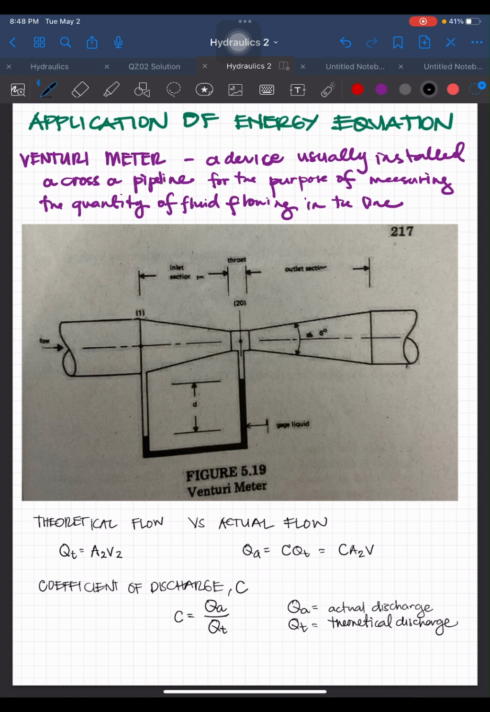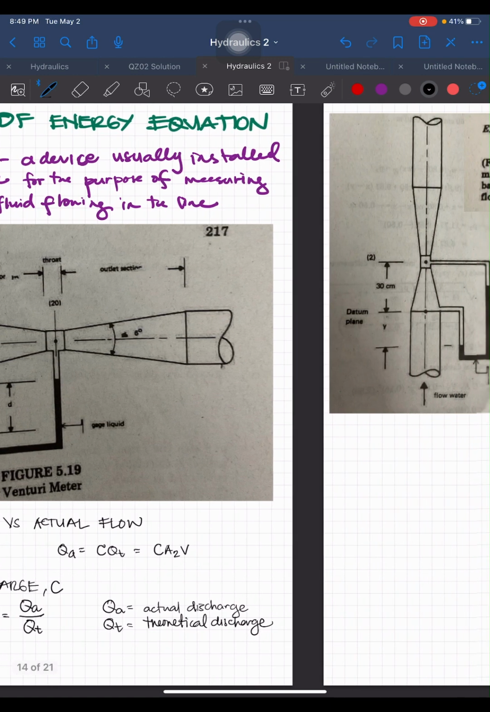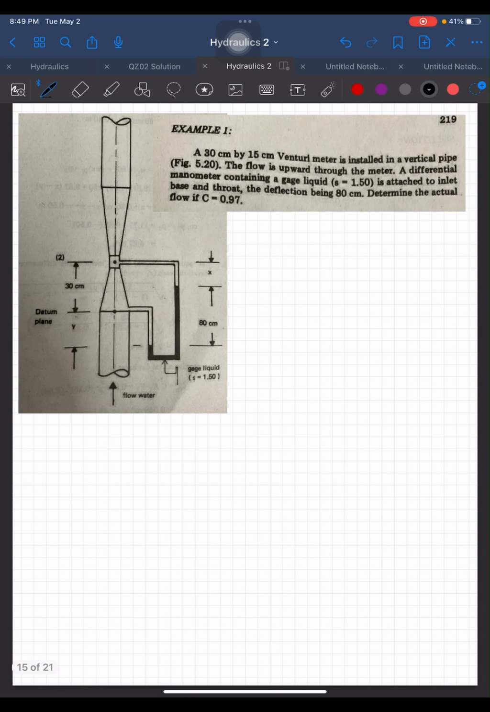So let's have this example. This is a similar example as the one in the book, in page 219. No?